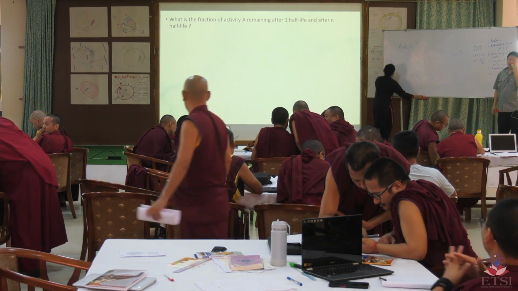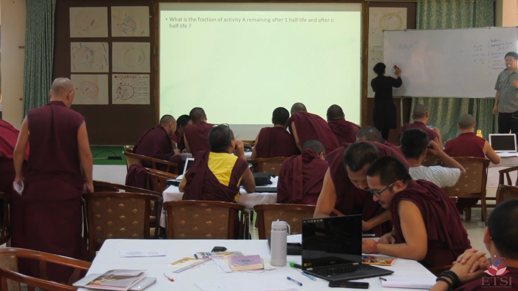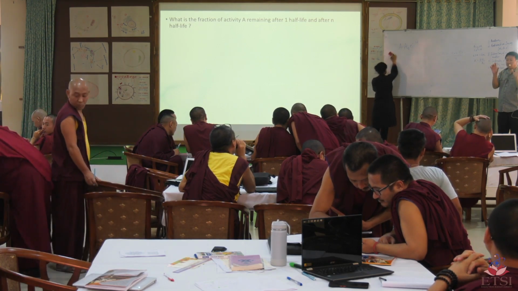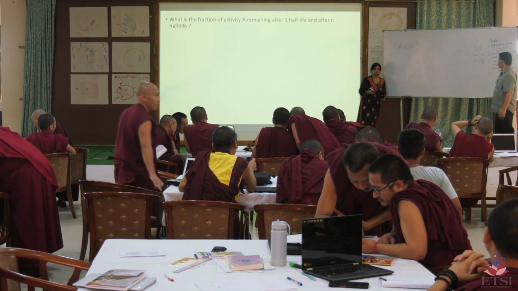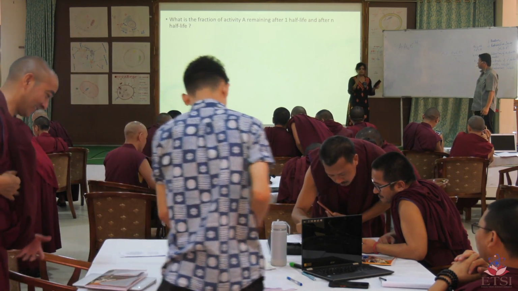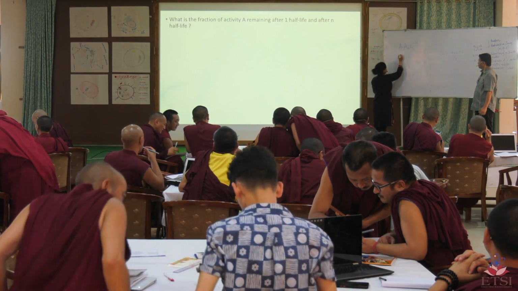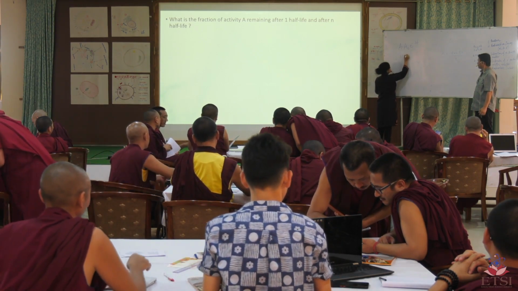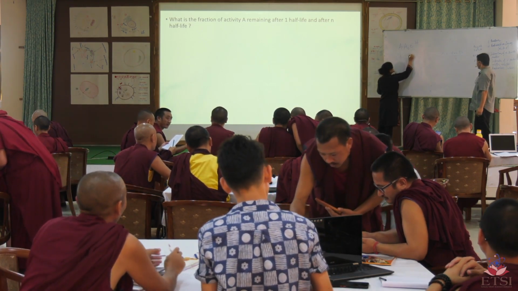Number 2. So what is given? Always in math problem, write what is given. Given is, we know lambda equals to 0.693.